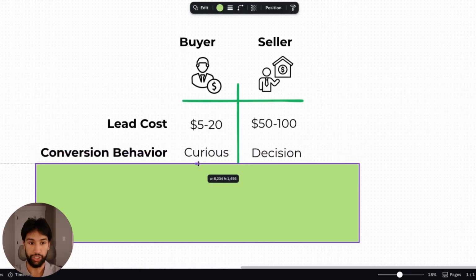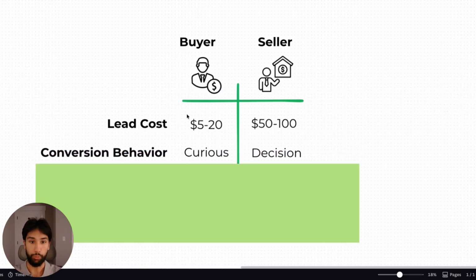For conversion behavior, buyers are just curious while sellers make a decision in order to move forward. I'll go into more detail. When someone fills out a buyer lead form, something like, see homes under 800K, they're more than likely just browsing casually. They're comparing neighborhoods, researching affordability, and thinking about moving someday in the future. There's almost zero actual urgency attached to any behavior. That causes a large amount of buyers to be extremely early stage.